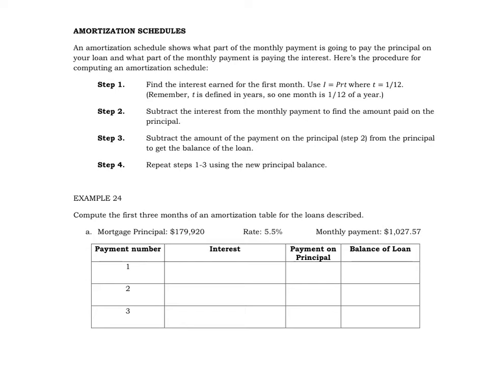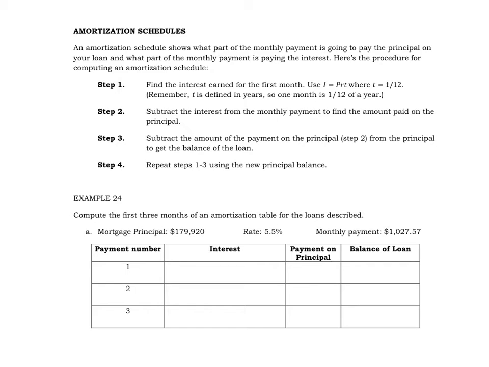Okay, here's the procedure for computing an amortization schedule. So find the interest earned for the first month. Use I equals PRT, where T is 1/12. Remember, T is defined in years, so 1 month is 1/12 of the year. So let's go ahead and use this step-by-step process to help us with example 24A.